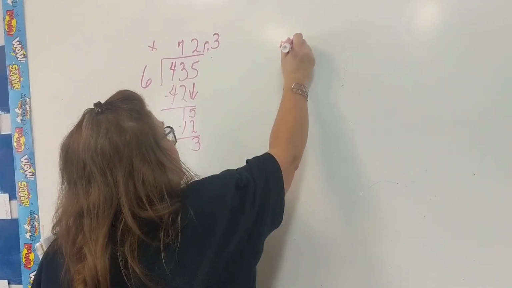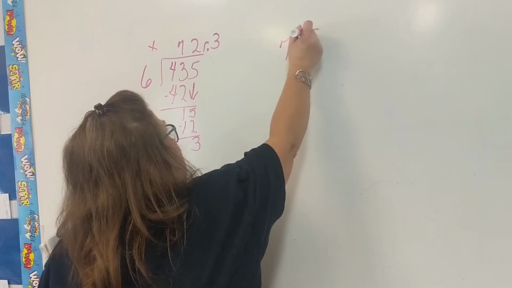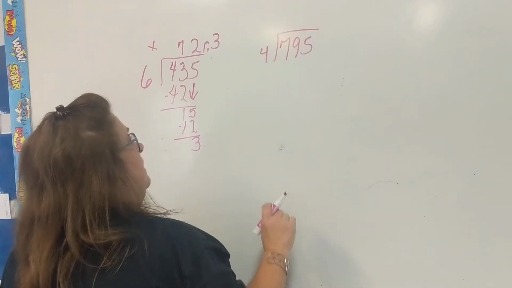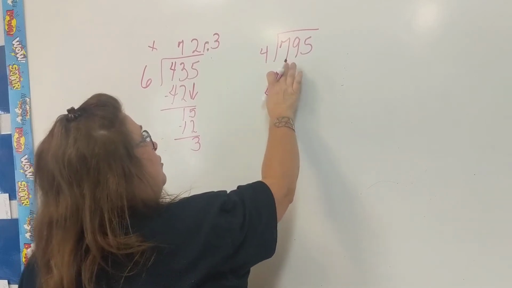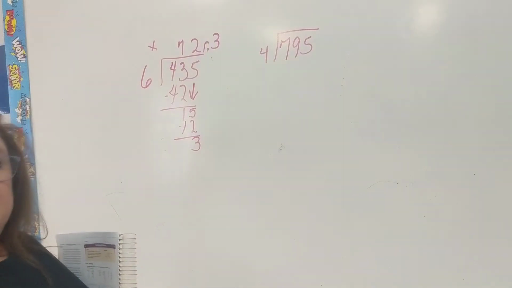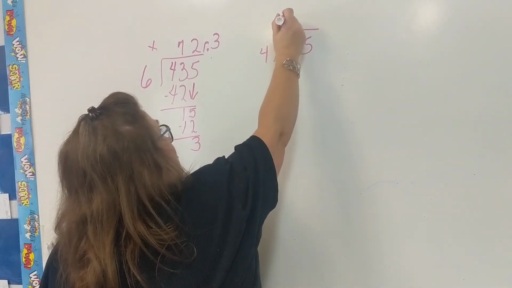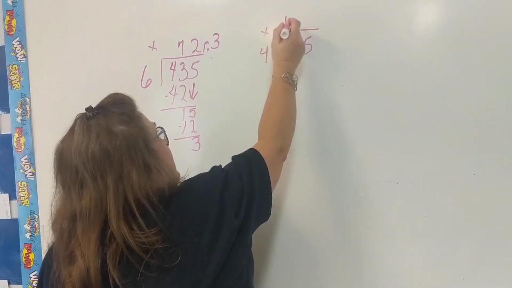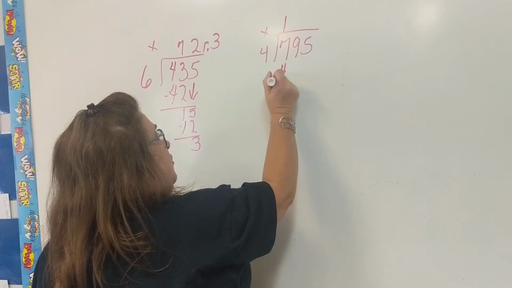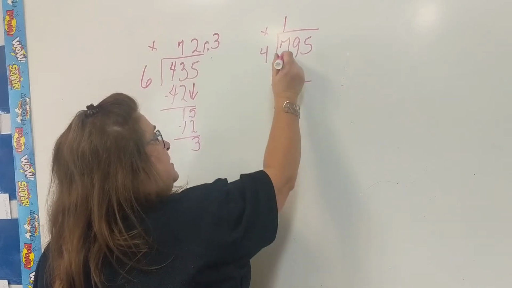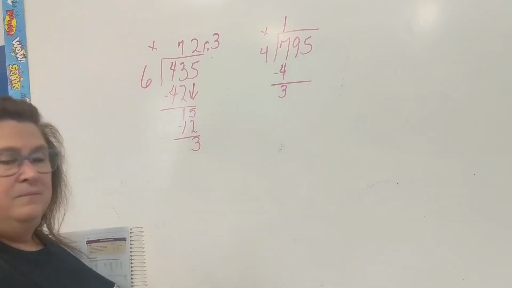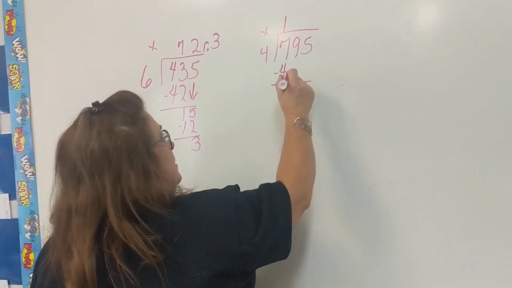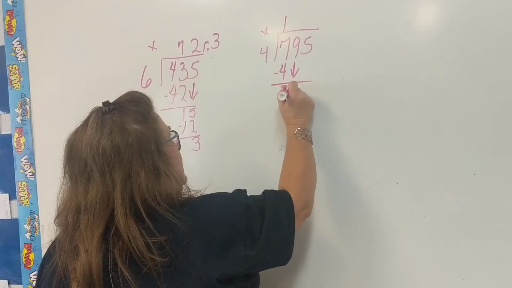795 divided by 4. How many times will 4 go into 7? Yeah, it'll just be 1 time. So we put our 1 above the 7, we multiply. 1 times 4 is 4. We subtract. 7 minus 4 is 3. Is 3 smaller than our divisor? It sure is. So we bring down our next digit, which is a 9.